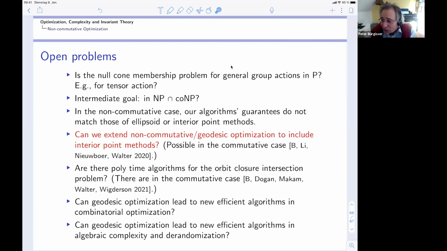And finally, of course, let's say we manage to do all this, does it help with derandomization for the original problem? Does it help for proving complexity lower bounds? We don't know, but I think it's a good direction to go. Okay, thank you for your attention.